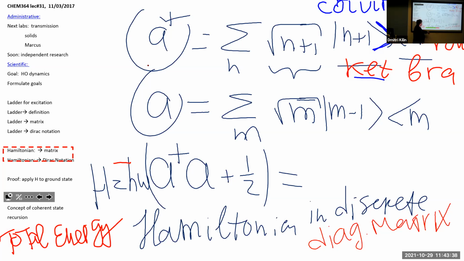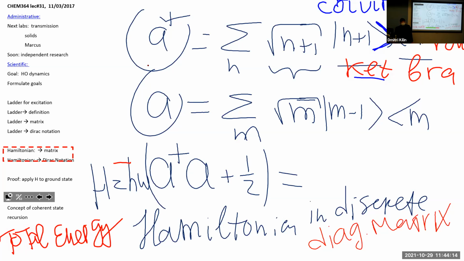So the top line converts junior to senior, n to n plus 1. Therefore, it is creation, right? The next line corresponds to senior to junior, or whatever, higher number to lower number. And therefore, it is an initialization operator, right? And we do need to plug in these two definitions into here and see what happens.